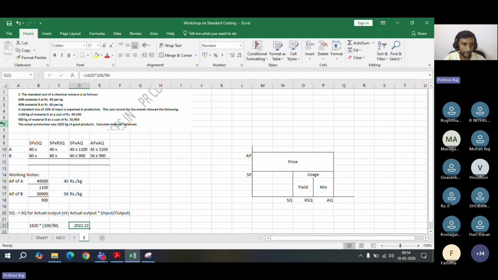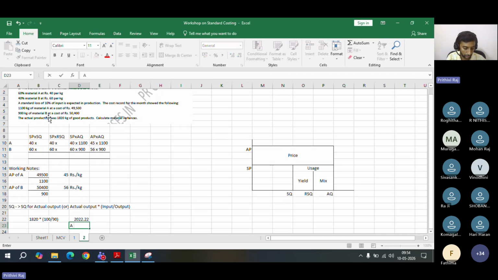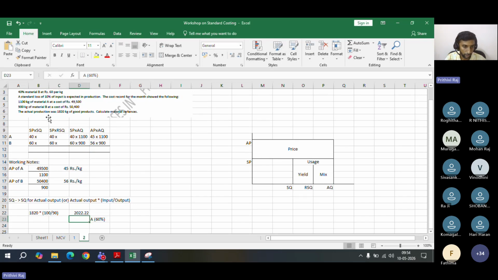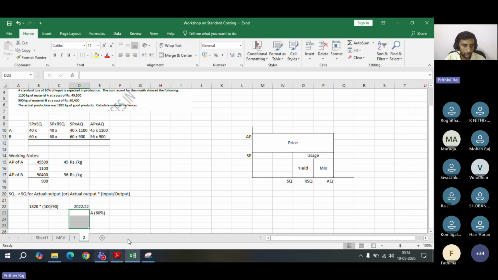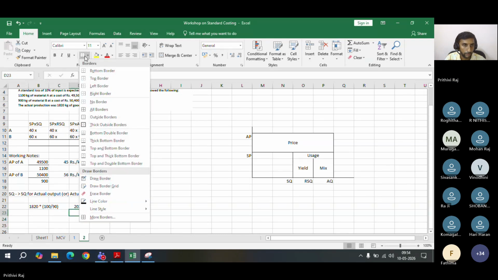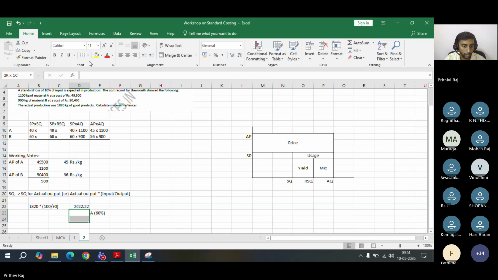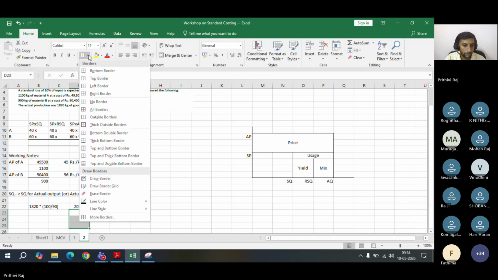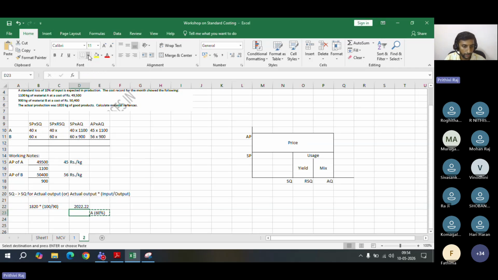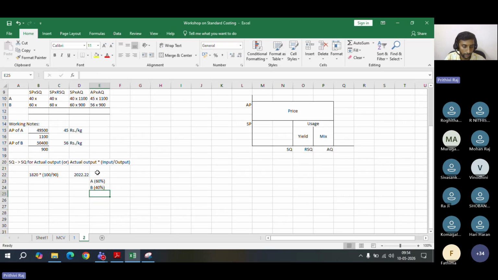So what is my standard mix? 60-40. Out of this, 60% is going to A. So A is how much percentage? 60%, given in the question. I just separate it. A is 60%, B is 40%. So I split it. In the exam also you can show a split like this. In Excel I can't do it like this. Just add a split: A 60, B 40.